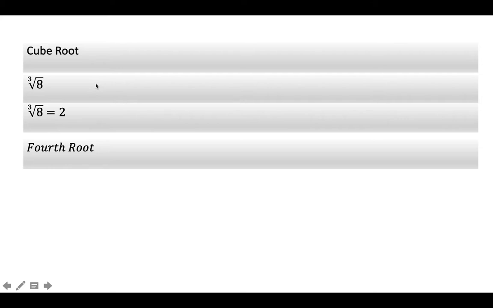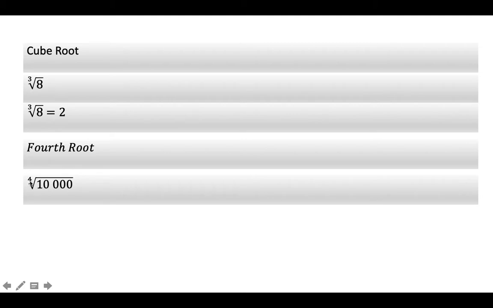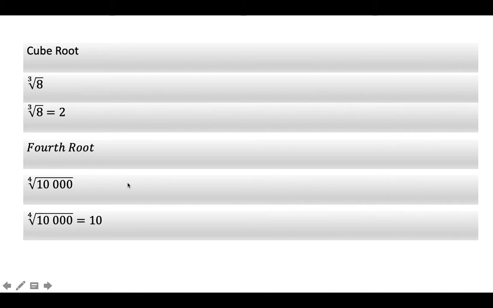We can go on to the next one, the fourth root. All that changes here is the index is now 4. Our radicand is 10,000. What number multiplied by itself 4 times is 10,000? It's 10. You may note that we have 4 zeros. So every time you multiply by 10, it adds another 0.